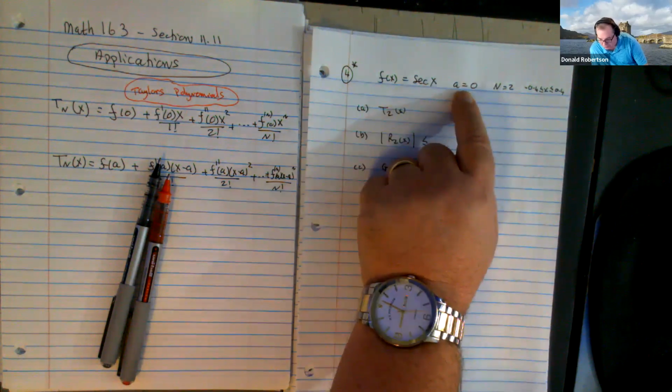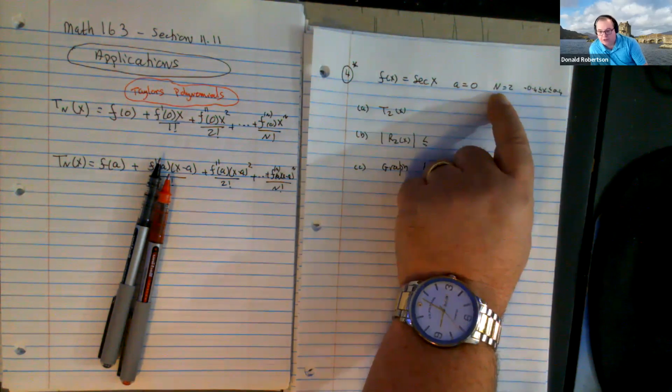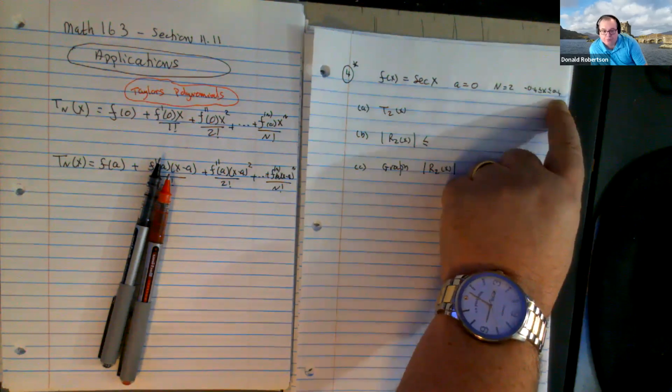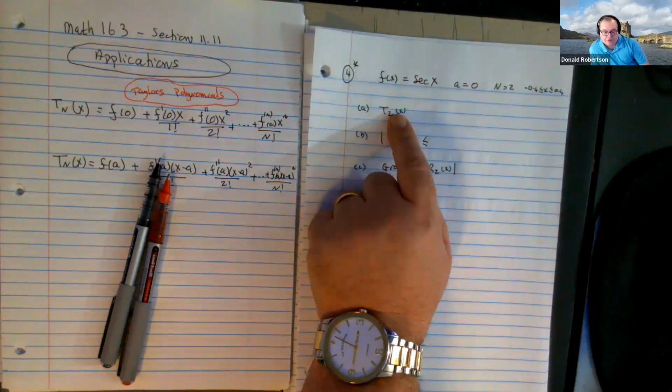A equals 0, doesn't that basically mean it's a Maclaurin series? We're only going to use two terms. That means n equals 0 to n equals 2. And the x values are going to be between negative 0.4 and positive 0.4. You're going to be asked to find the Taylor's polynomial T2.